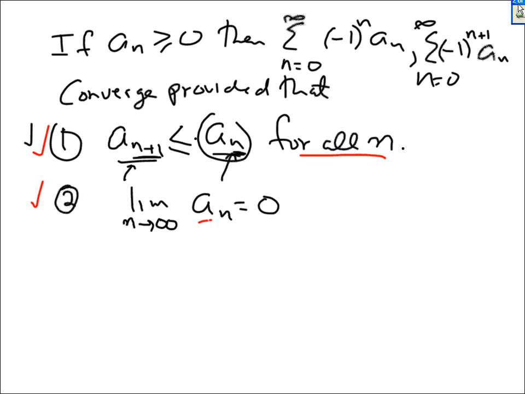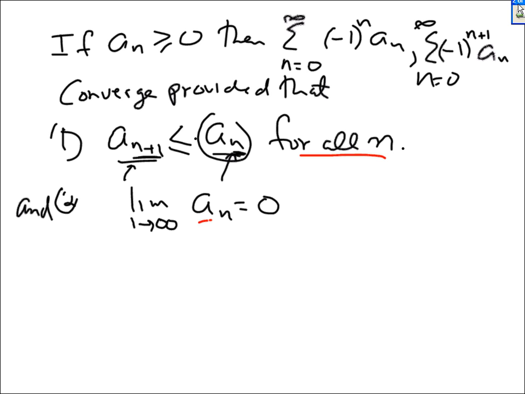So, if a sub n is greater than 0, provided those two conditions have been met, condition 1 and condition 2, that the limit goes to 0, then it converges. So we're going to do some problems accordingly, and move on.